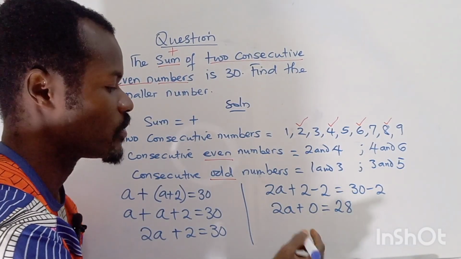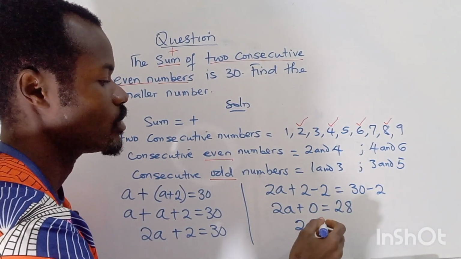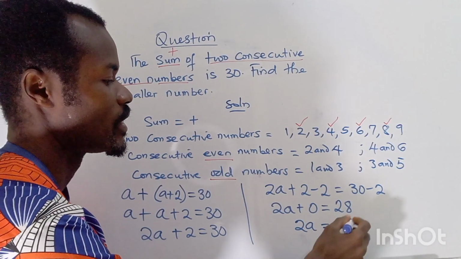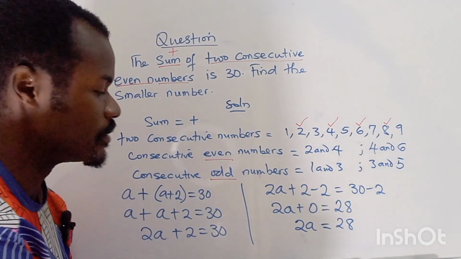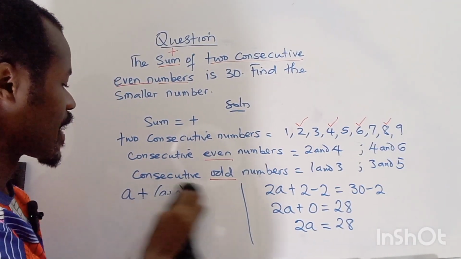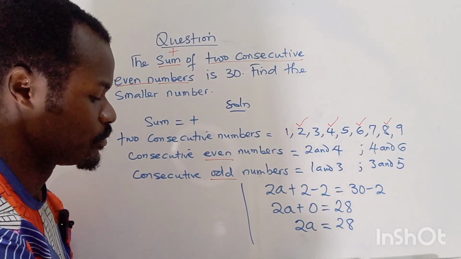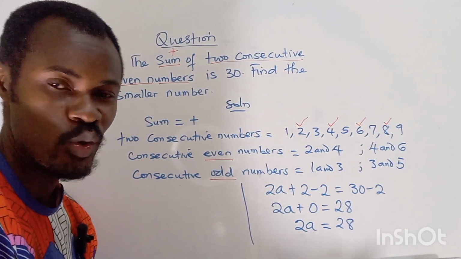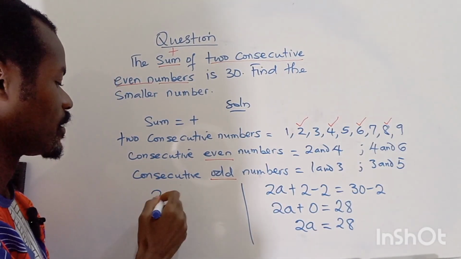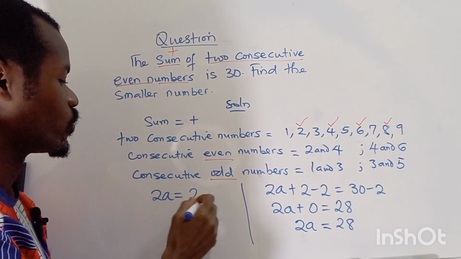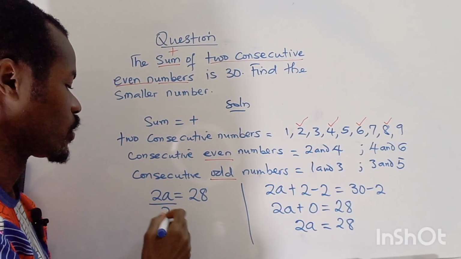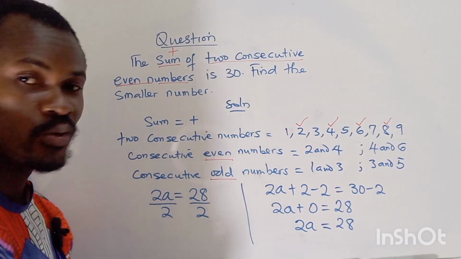And 2A plus 0 is going to give us 2A, which is equal to what? 28, right? Now from that, we can easily get our answer. Now 2A is equal to what? 28. What do we do to find A? All we need to do is divide both sides by 2.